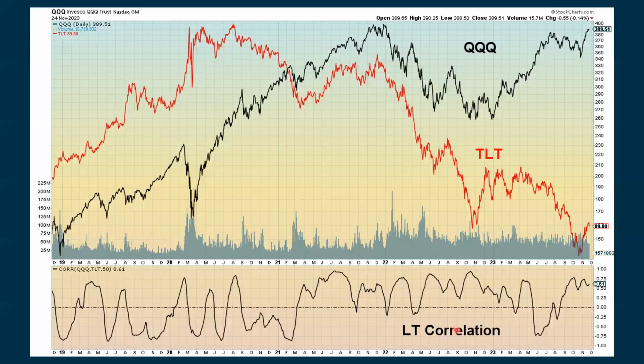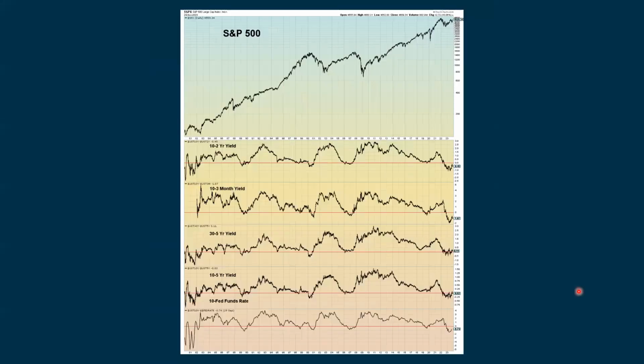Then we look at the ratio between the Qs and the TLT, and they have a pretty strong correlated relationship of going in the same direction with each other. Then we look at the yield curve, and the important ones are the 10 to the 2 year and the 10 to the 3 month. They have been showing some improvement. They're starting to go back down now, but they're still inverted. Where we see the 30 to the 5 and the 10 to the 5, it kind of floats above zero and then floats down below it. So they're a little more volatile, and they're not necessarily as important. The two main ones that I watch are the top two yield curves.